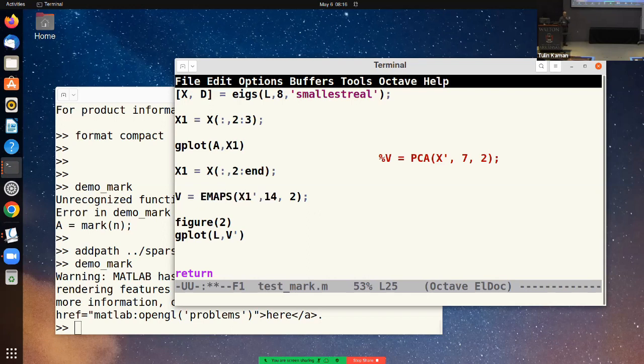Eigenmap constructs a nearest neighbor graph, a similarity graph, okay? So you have to give it the number of neighbors, in this case, I think 14. And I just give it a dimension, here just 2, the number of vectors. This is the number of coordinates I need, but this is the dimension of my y, the number of components in y. And then I plot, again, L with these V's, the graph. So let's try that.